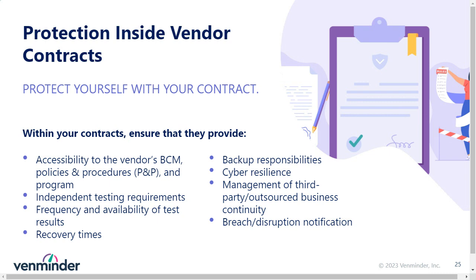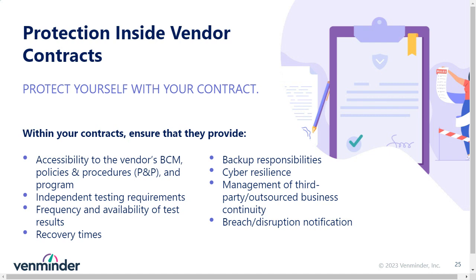Independent testing requirements. You may want to request or encourage that the vendor has testing performed by a third party. Frequency and availability of test results. Make sure to specify how often testing should occur. Use defined time increments such as annually, semi-annually, or quarterly. Also set a timeline of when testing results are able to be reviewed and when they should be available. Recovery times. Have defined recovery times such as recovery time objective, recovery point objective, and a maximum tolerable downtime.